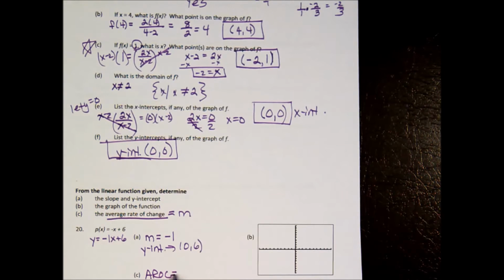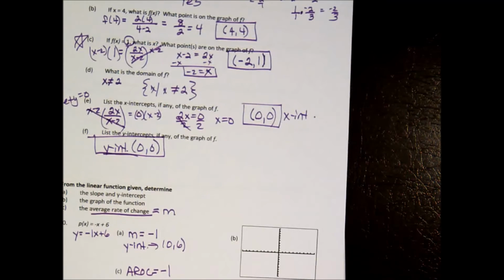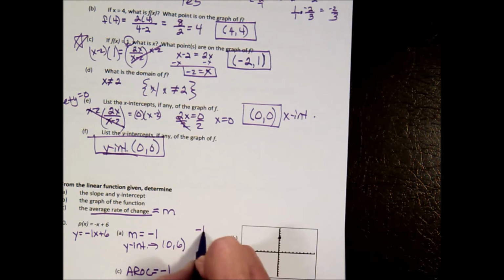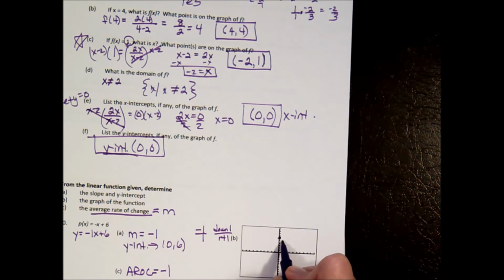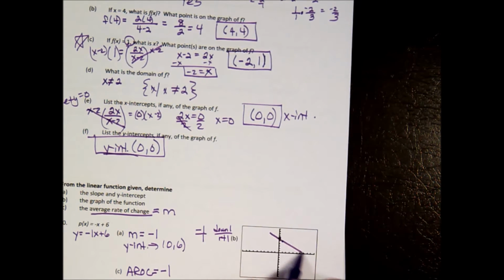So let's use this to graph it. So I have the point 0, 1, 2, 3, 4, 5, 6. It's right there. -1 over 1 means down 1, right 1. So down 1, right 1, and my line looks something like this. That was a very easy problem.